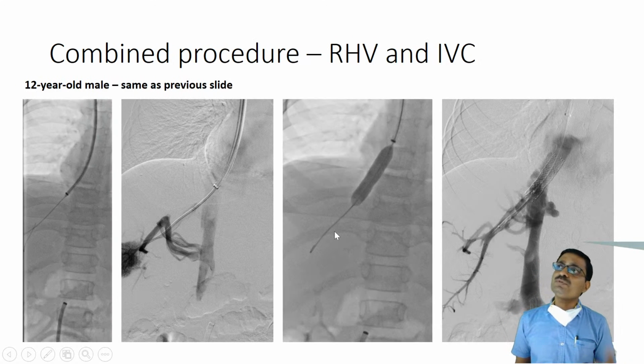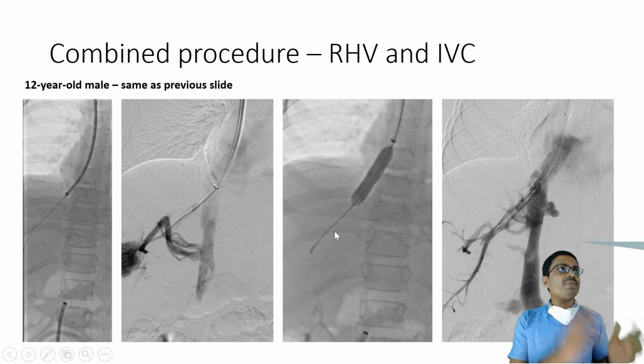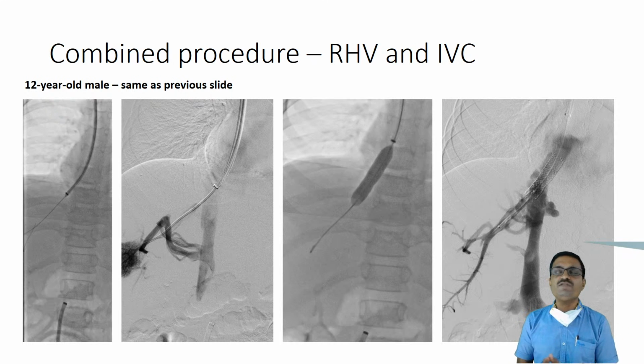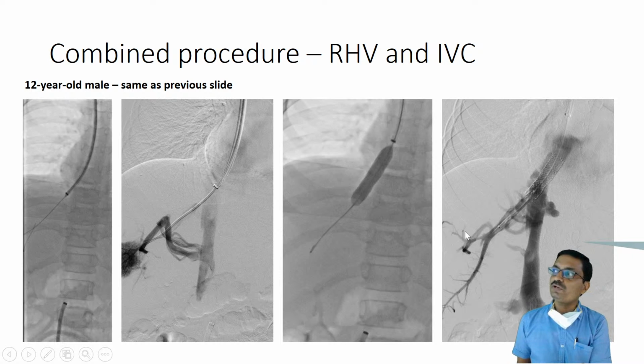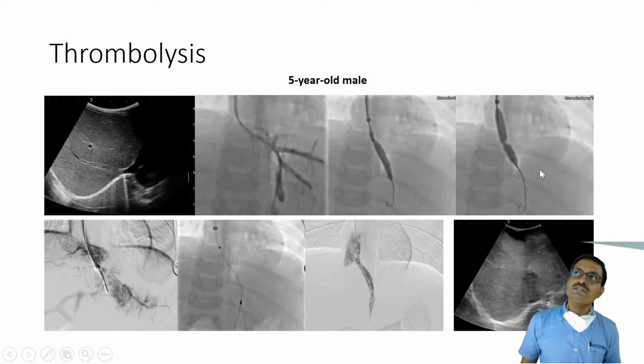Lastly, a combined procedure, when sometimes you have a combination of hepatic vein as well as IVC occlusion. As in this case, like the previous case, we opened up the IVC, and in the same case, we used the same transjugular route to go across the right hepatic vein. This was a long segment occlusion of the right hepatic vein, and then we placed a balloon mounted stent, and after placement of the stent, we could see good flow across.